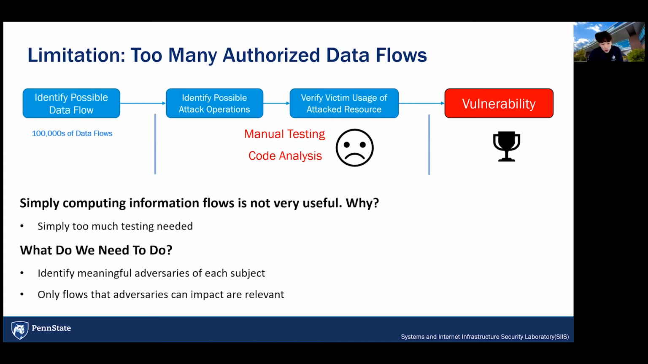So the first limitation is that we have too many data flows. And what we do here is identify meaningful adversaries for each subject, and only flows that adversaries can impact are relevant.